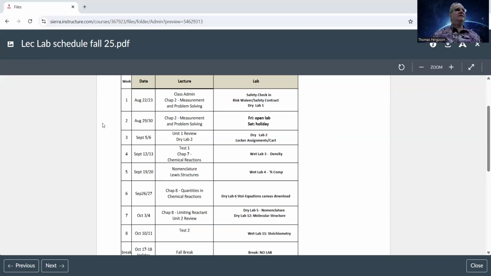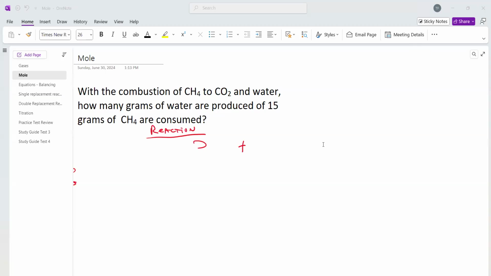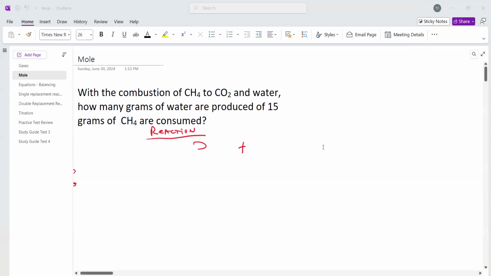And this file here is under modules and files both. Okay, so the fancy name for what we're going to be doing in Unit 2 and mostly Unit 3 is something called stoichiometry. Stoichiometry is the quantitative relationship between the reactants and products.